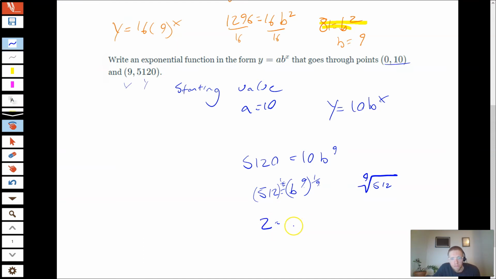Now the 9th root of 512 is 2. 2 is a really good base to know the powers of. 512, you often see that for hard drives for computers and stuff, because computers think in powers of 2. So that's how I knew that one off the top of my head. So my final equation here is y equals 10 times 2 to the x. Okay. And that's it.